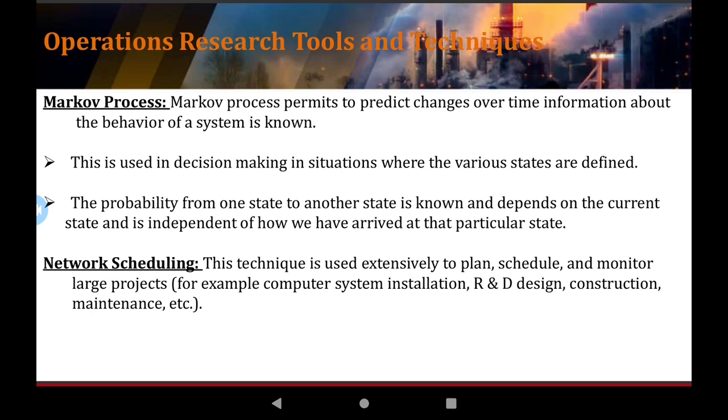सिस्टम के अंदर सिस्टम कैसा बिहेवियर करो. Okay, more information is given on the behavior of the systems.